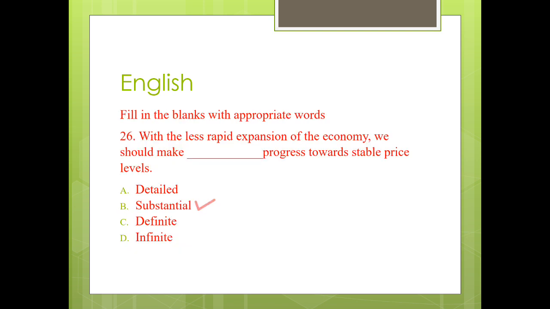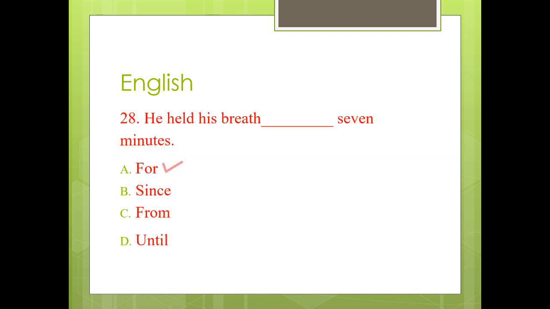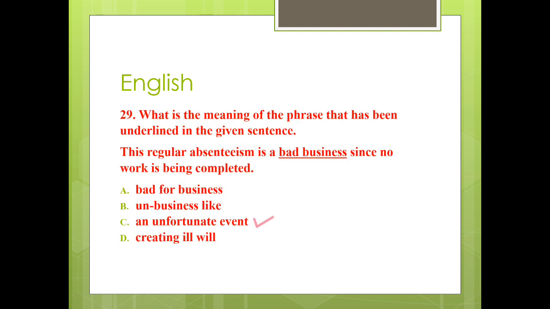Now moving on to fill in the blanks with the appropriate words. This is also very easy. With the less rapid expansion of the economy, we should make substantial progress towards stable price levels. Then at times he gets very angry and then no one can mollify him. If you know the meaning, you would know. He held his breath for 7 minutes, an easy kind of preposition here.